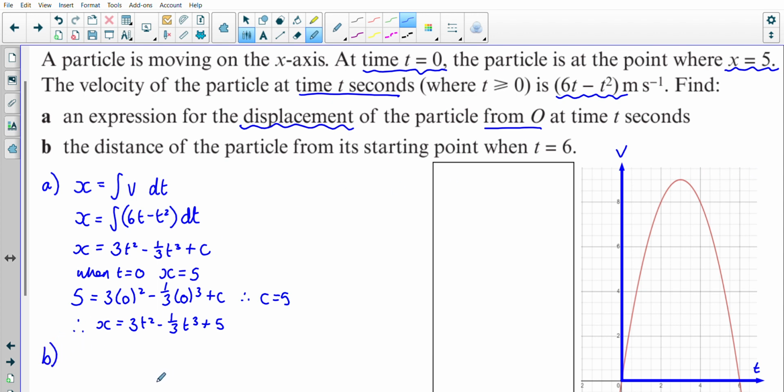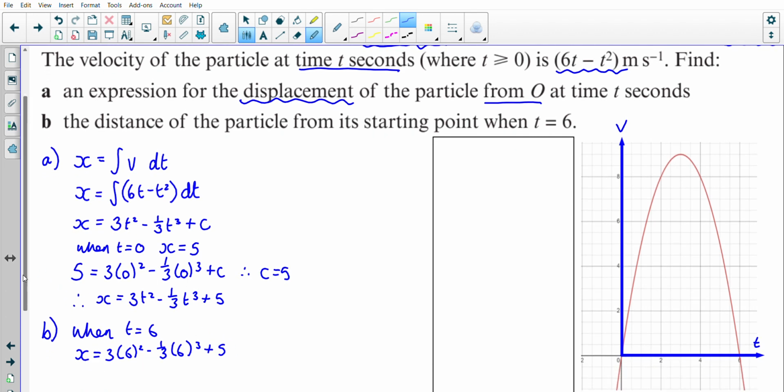Part B, the distance of the particle from its starting point when t equals 6. Well, I've got an equation for the distance or displacement, and I want to work out what the distance is when t is 6. I'm going to say when t is 6, substitute it in, I will get 108 minus 72, add 5, x is 41.